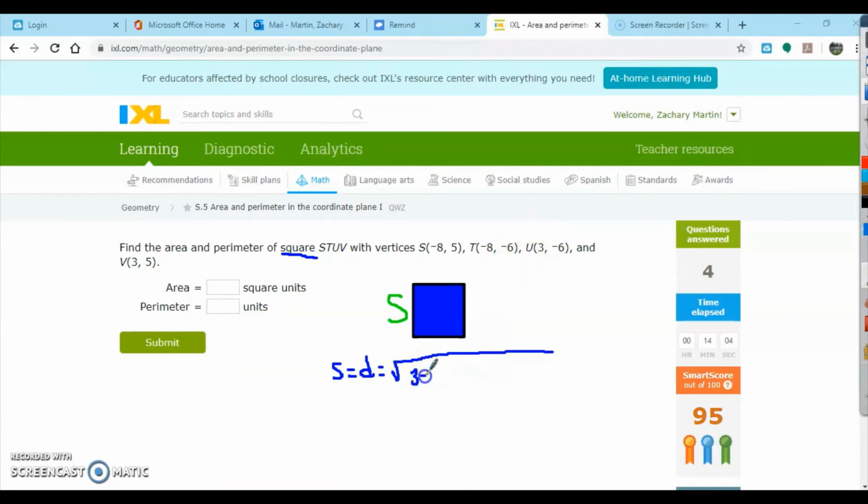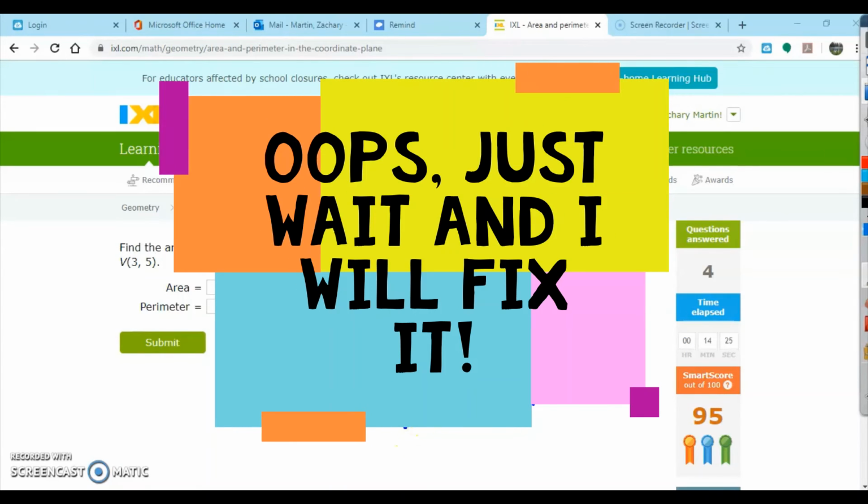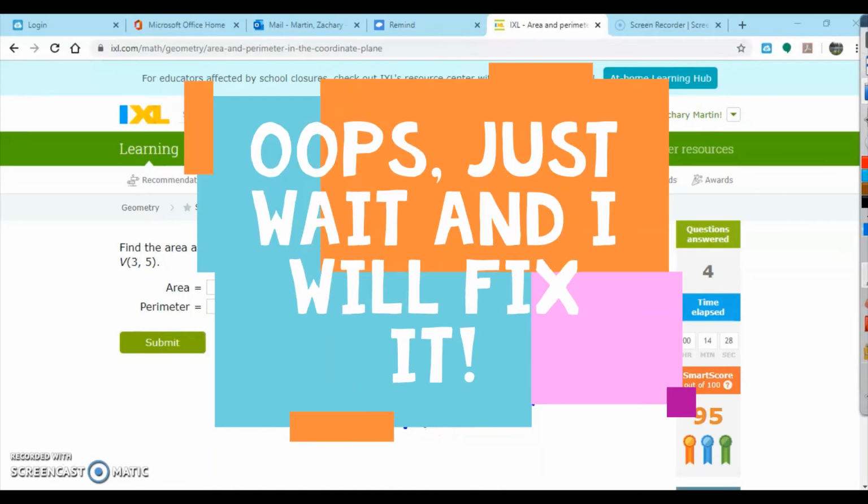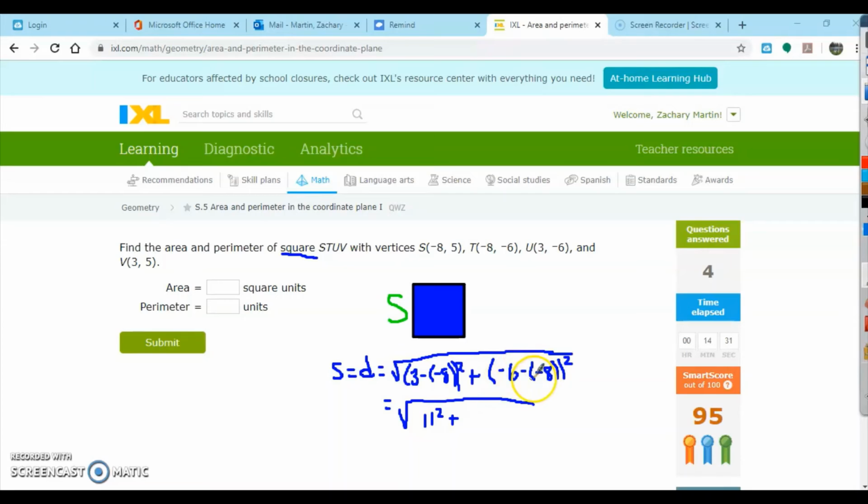So 3 minus, what is that, negative 8 squared. Put another parentheses there, plus negative 6 minus negative 8 squared. All right, so that equals the square root. Well, 3 minus negative 8, the same thing as adding, right? So 3 plus 8, that's 11 squared, plus negative 6 minus negative 8. So negative 6 plus 8, that's 2 squared. So that equals, what is that, 121 plus 4? Well, that's the square root of 125.